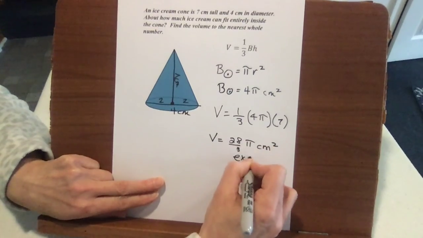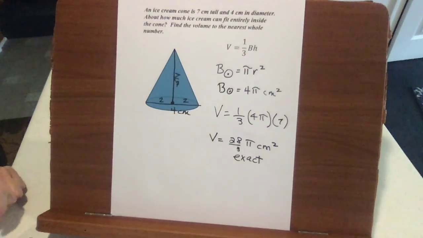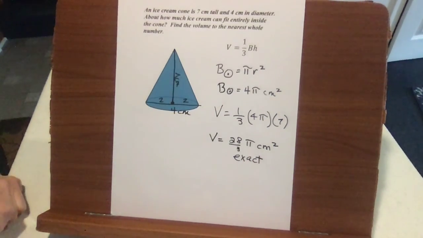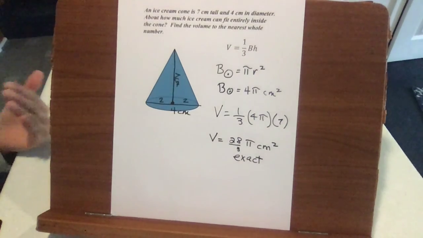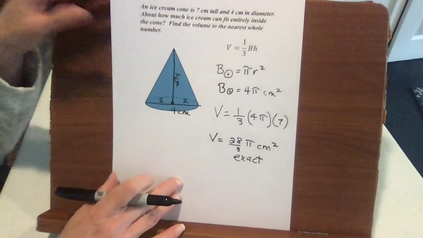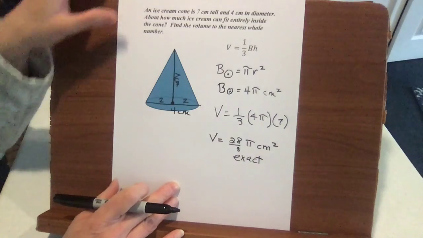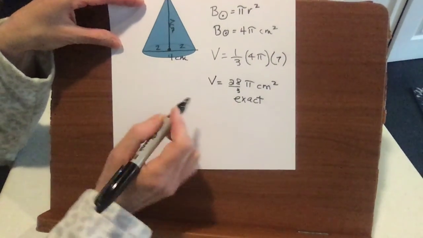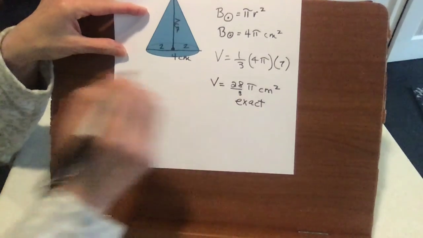This is exact. Now, if you want to take out your calculator and you multiply 28 times pi, divide by 3, or do 28 divided by 3, and then times that answer by pi, you're going to get approximately, what are we going to get here?